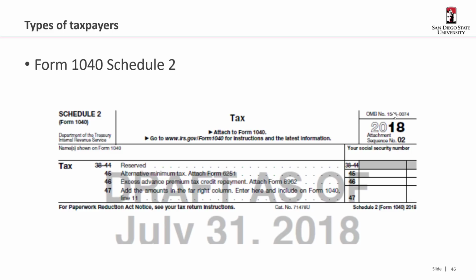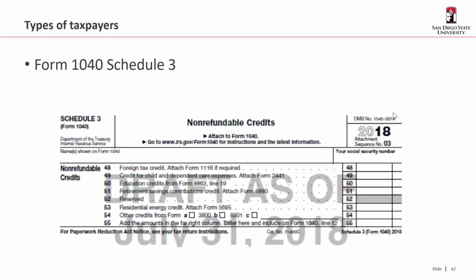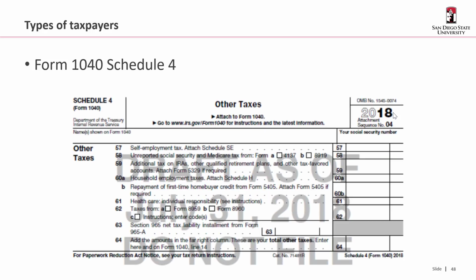Schedule 2 is a number of all different types of taxes. Not many things on here. Basically the alt-min tax and the advanced premium tax credit that you have to repay. Schedule 3 is a list of non-refundable credits, and we'll spend more time on credits as we work through the course. Things like the education credit is on here. That's an important one. And then Schedule 4 is other taxes, so self-employment taxes, household employment taxes, and if you owe any of those Affordable Care Act taxes, like we talked about in employment taxes earlier in the video, those are reported here as well on line 62.